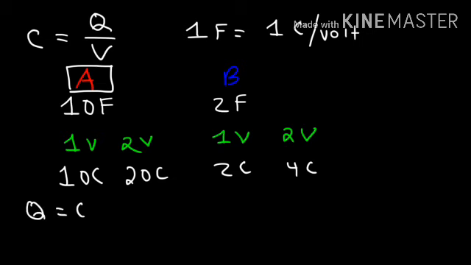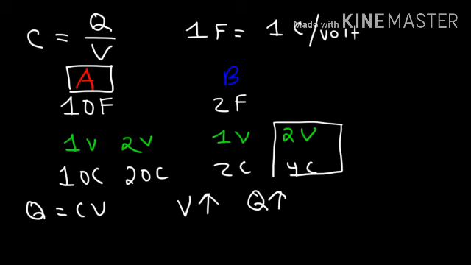Now Q is equal to CV. If you increase the voltage, the charge will increase, as you can see here. However, if you increase the voltage, the capacitance doesn't increase. The capacitance is based on the construction of the capacitor. It doesn't depend on the voltage. To make sure you understand that, the capacitance is constant, and it only depends on the construction of the capacitor.